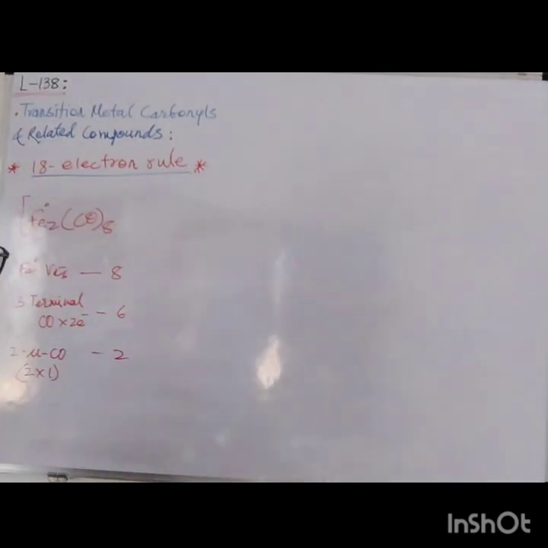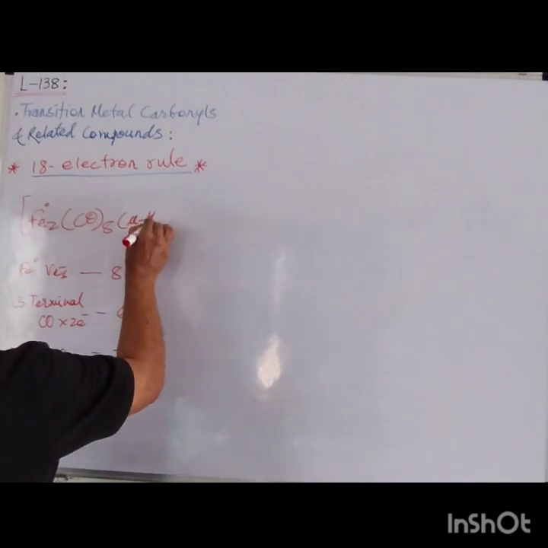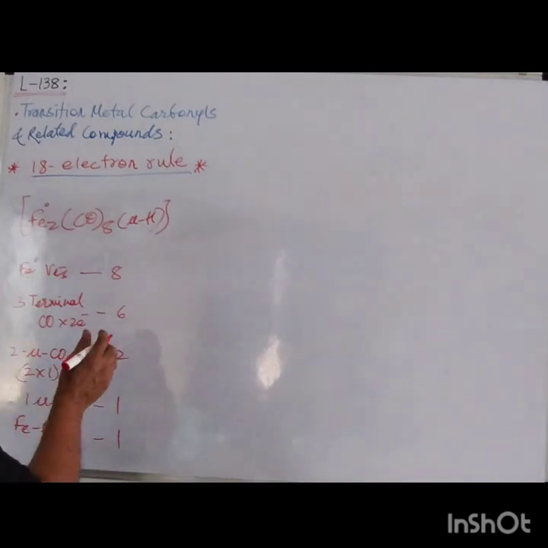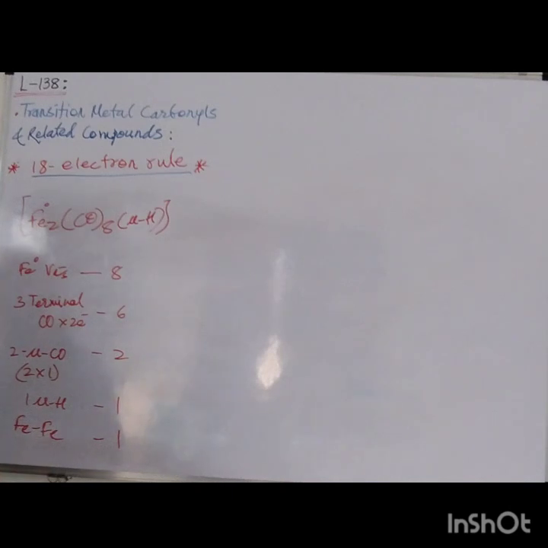Mu H bridging. This bridging mu H will contribute 1 electron, and the Fe bond will contribute 1 electron. So here this mu H contributes half an electron each to this Fe, and there are two such Fes.